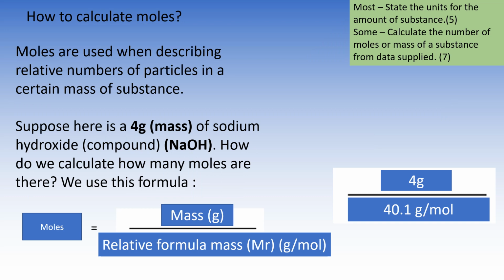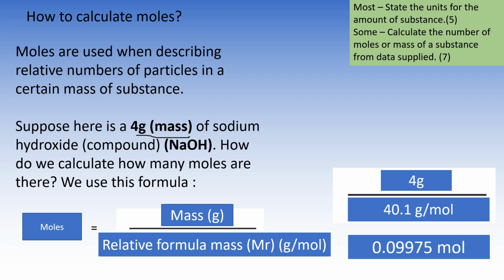So now how do we calculate moles? If we measure things in mass and we know the molecular mass or formula mass, how do we calculate the moles? To calculate moles, we apply this formula: mass in grams divided by relative formula mass, which is Mr. In this case it's 4 grams divided by 40.1, which is the relative formula mass of NaOH, which gives you the answer of 0.09975 mole, right?